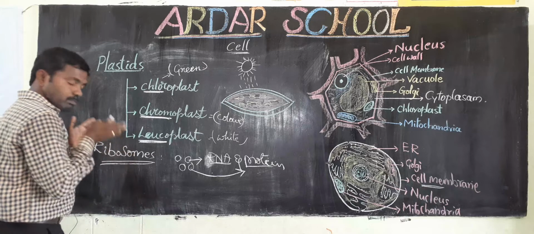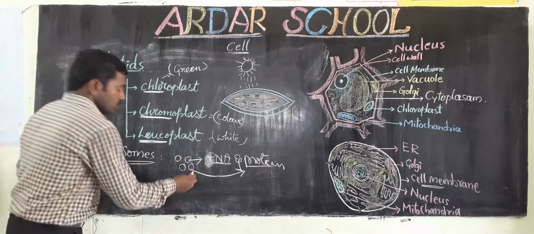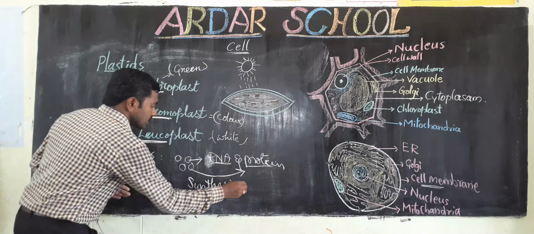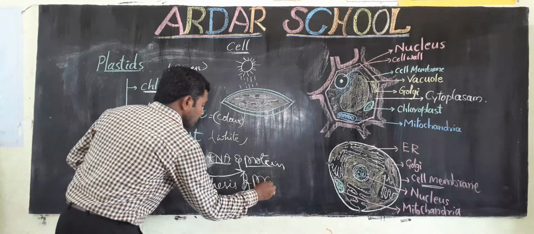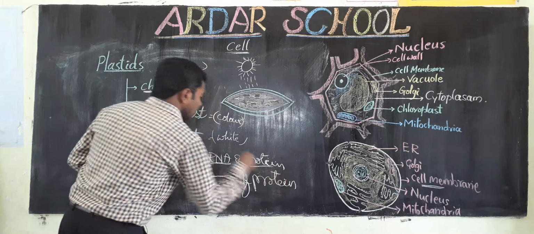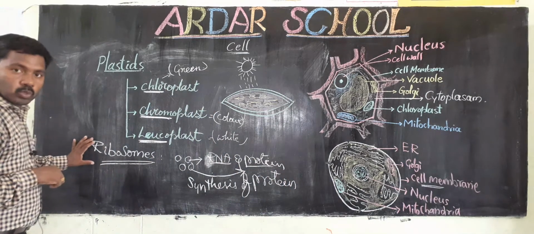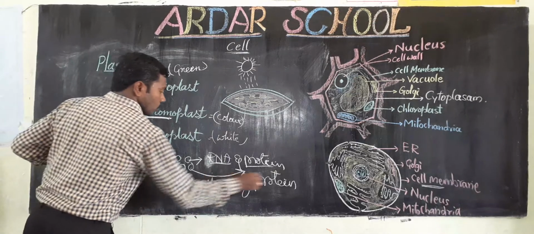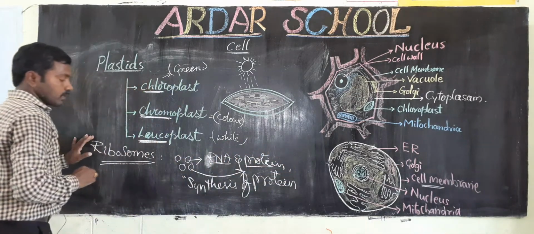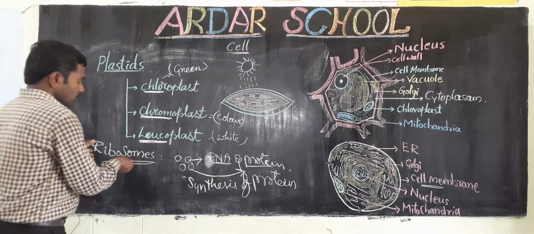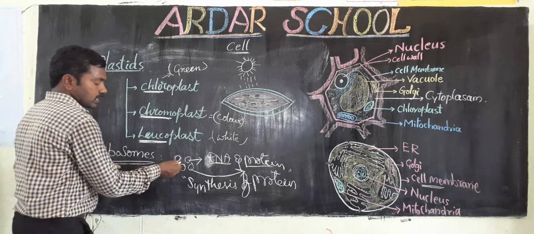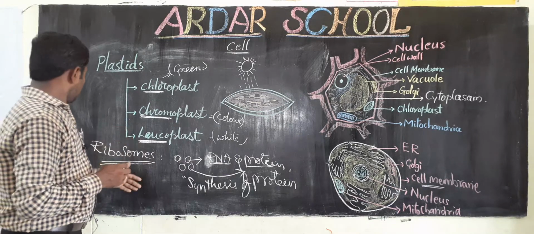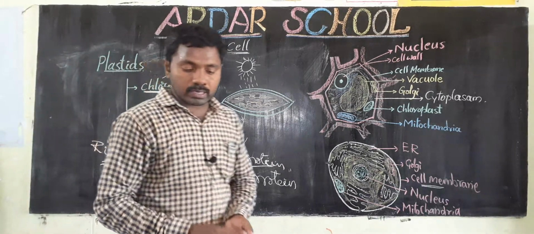Okay, what is the main function of the ribosomes? Synthesis of proteins. That is the main function of the ribosomes. It is very, very important, children. Ribosomes are granule-like structures made up of RNA and protein. Okay, so next we learn the next organelle.